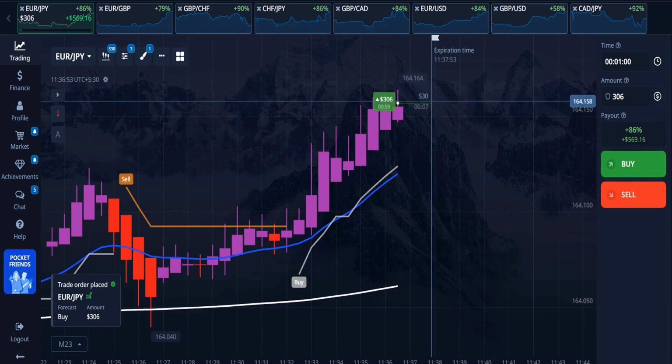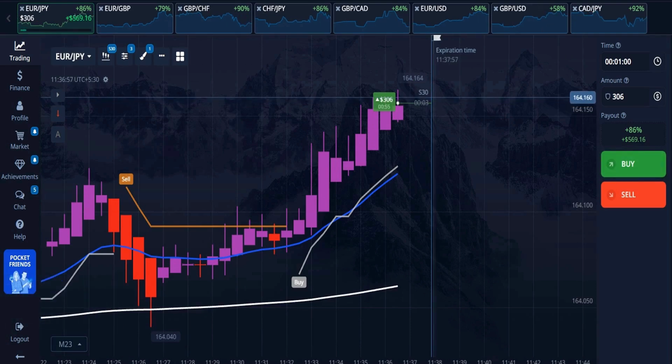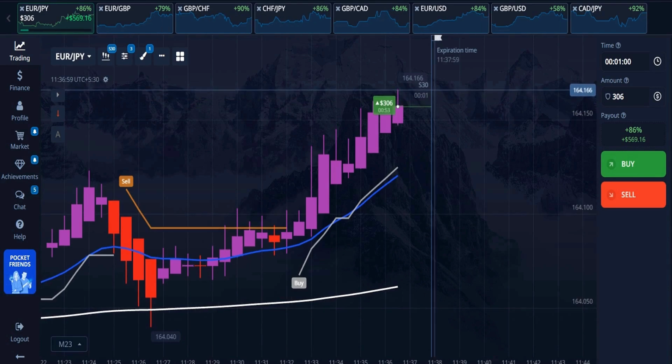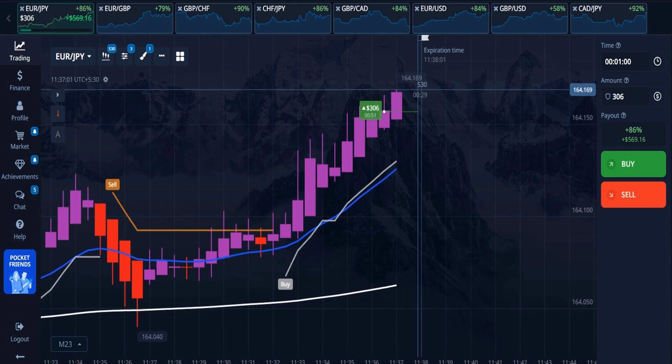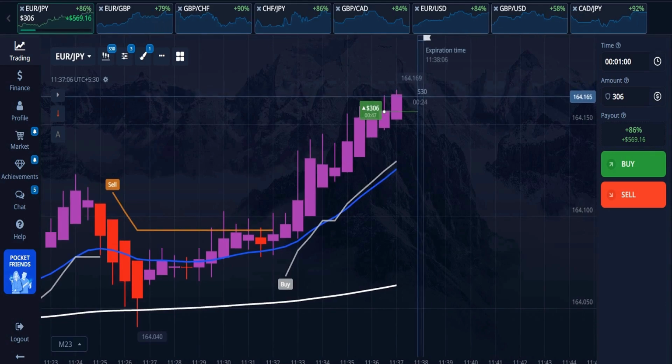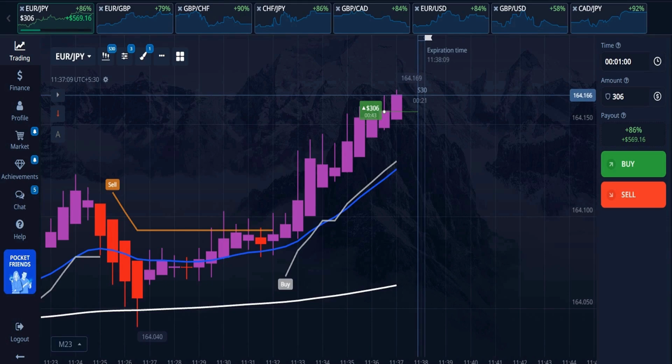For a buy trade, follow these rules. The gray super trend line should cross above the blue EMA. Both the blue EMA and the white EMA must be sloping upward. The white EMA must be below the Heiken Ashi candles. When all these conditions are confirmed, it's time to enter a buy trade.